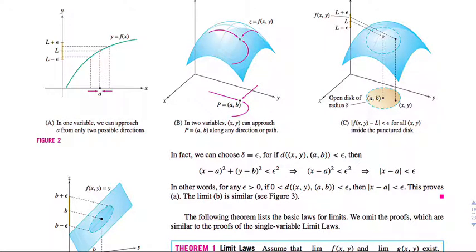So the disk is centered at the point P, which is a comma b, and we're observing some arbitrary x, y that's within this disk of radius r, close to our point P. Okay. So then we say x, y is close to the point P if the absolute value of f of x, y minus the limit is less than some epsilon.